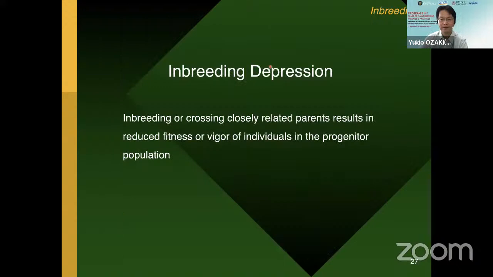As previously stated, inbreeding or crossing closely related parents results in reduced fitness or vigor of individuals in the progeny population, a condition called inbreeding depression. Reduction in fitness usually manifests itself as a reduction in vigor, fertility, and productivity, and is seen as lower biomass per plant, lower fecundity, malformation of organs, and lower germination of seeds.